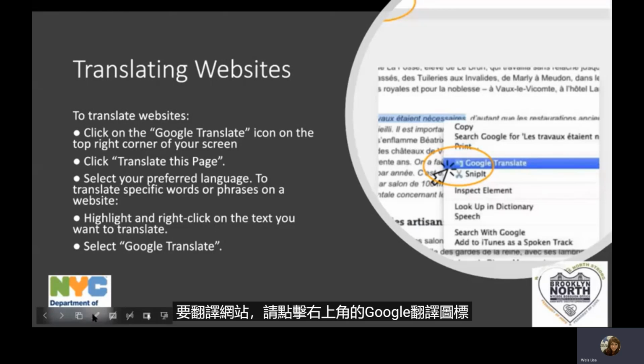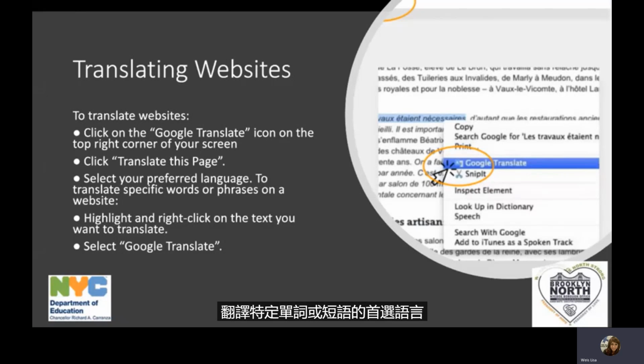To translate websites, click on the Google Translate icon on the top right corner of your screen. Click Translate this page. Select your preferred language. To translate specific words or phrases on a website, highlight and right-click on the text you want to translate. Select Google Translate.